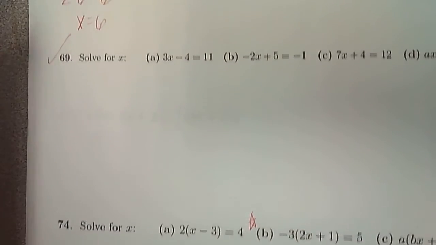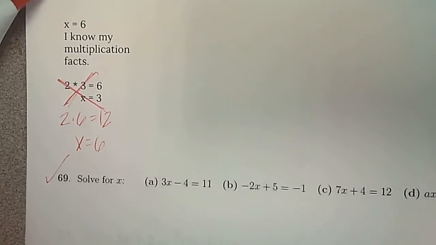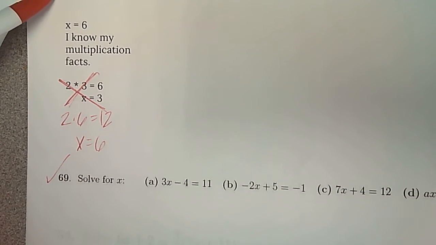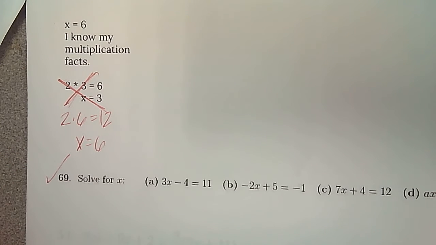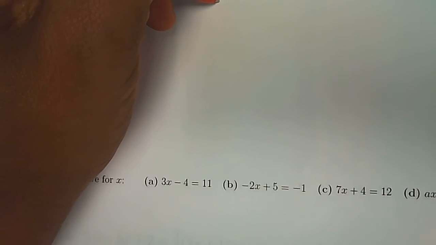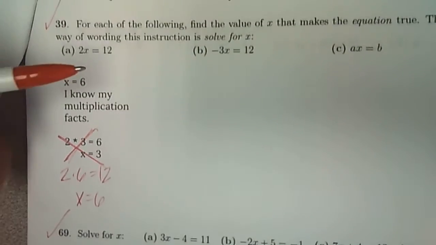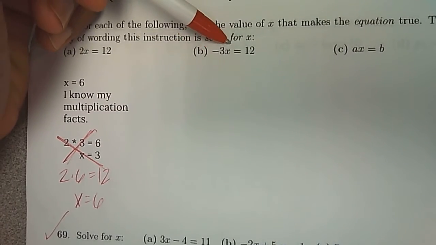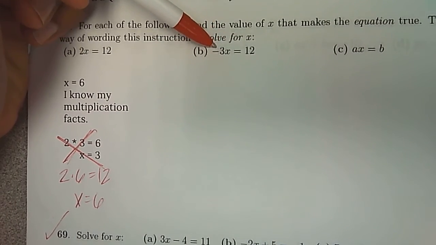I have done number 39A. So if you need more of an explanation on that, feel free to look at the previous video. So this is one way of looking at the problem. Another way of looking at the problem is a coefficient and a variable. Well, there it is. A coefficient and a variable side by side being multiplication.